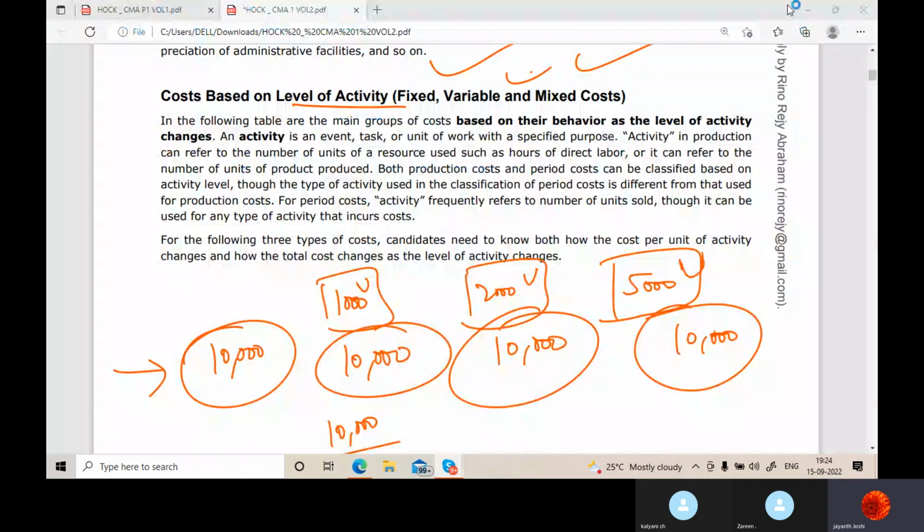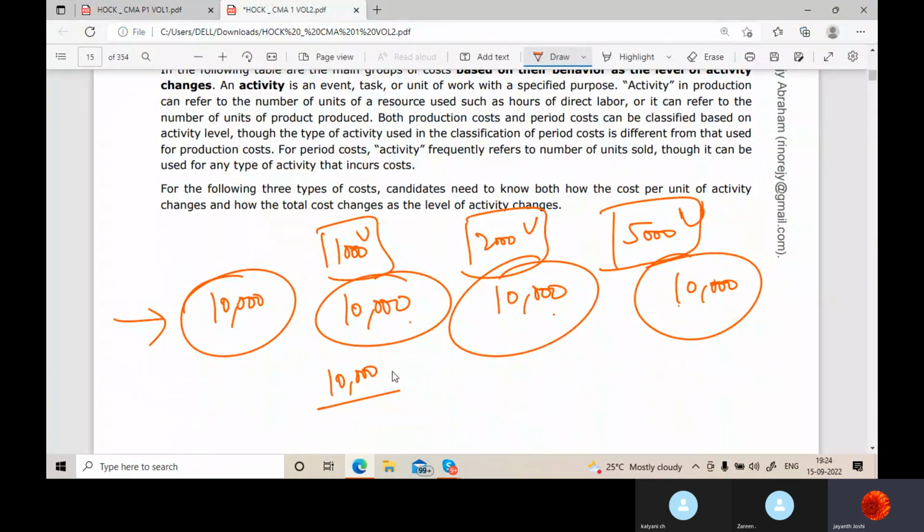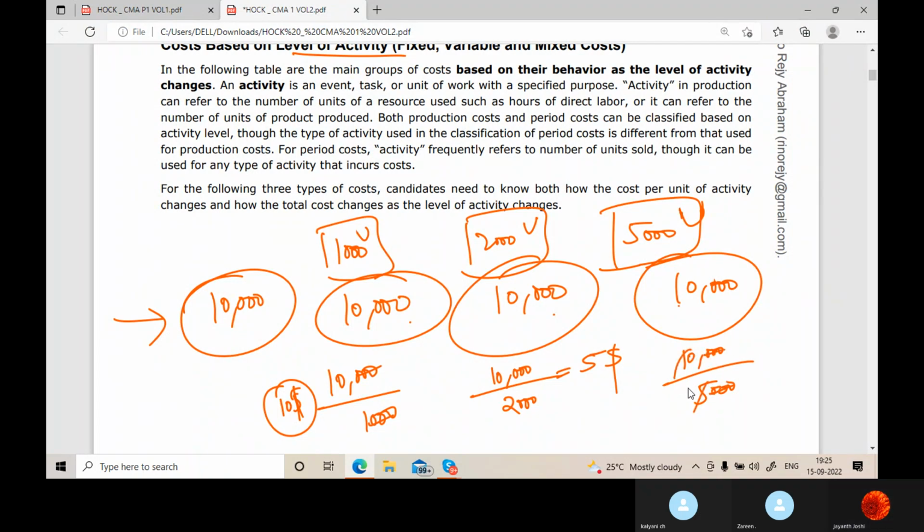So here we can see, 10,000 is always fixed. 10,000 by 1,000, $10. 10,000 by 2,000, $5. 10,000 by 5,000, $2.